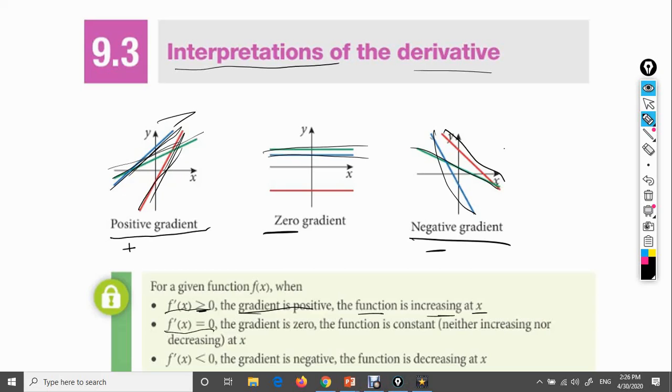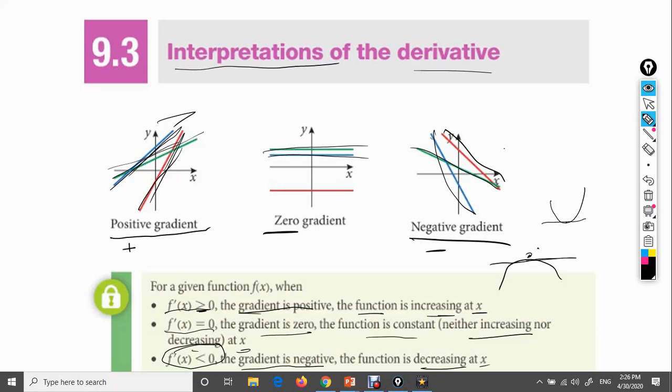If it's equal to zero, the gradient is zero, so the function is constant. It's neither increasing nor decreasing at x. So that's something like this. If you have a curve that looks like this, and the gradient is zero here, it means that this is a maximum. Or likewise, if it's here, it would be a minimum of the graph, where the gradient is zero, because the function is constant at that point. It's not going up or going down. If the derivative is negative, then you have a gradient that is negative. Therefore, the function is decreasing.